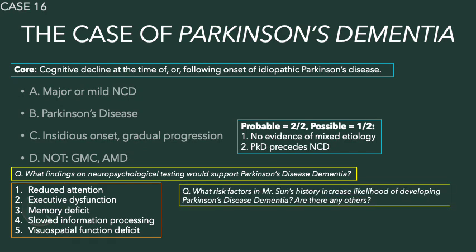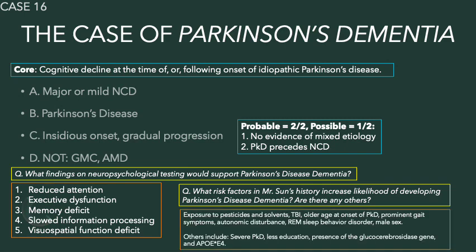In responding to the question, what risk factors in Mr. Sun's history increase likelihood of developing Parkinson's disease dementia, and are there any others? In his history, they are exposure to pesticides and solvents, TBI, older age at onset of Parkinson's disease, prominent gait symptoms, autonomic disturbances, and REM sleep behavior disorder, in addition to male sex. Others include severe Parkinson's disease, lower level of education, presence of the glucocerebrosidase gene, and ApoE4.